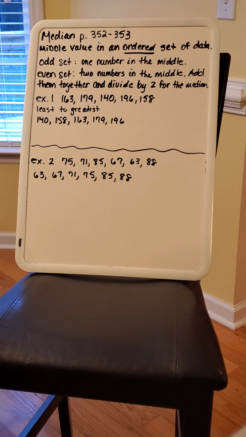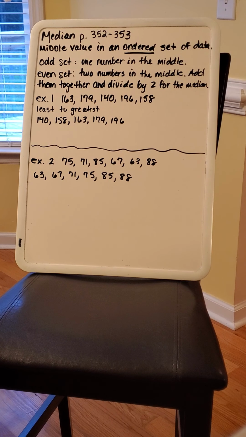I'm just going to work the examples because there are not many problems. So I'll do the 2 examples and then you will be doing 1 through 5 on page 353. So the middle value in an ordered set of data. If you have an odd set of data, there's only going to be one number in the middle. If you have an even set of data, there's going to be 2 numbers in the middle. So when you have 2 numbers in the middle, you're going to have to do a couple extra steps to find your median. You'll be adding them together and then dividing by 2 so that you can get the median.